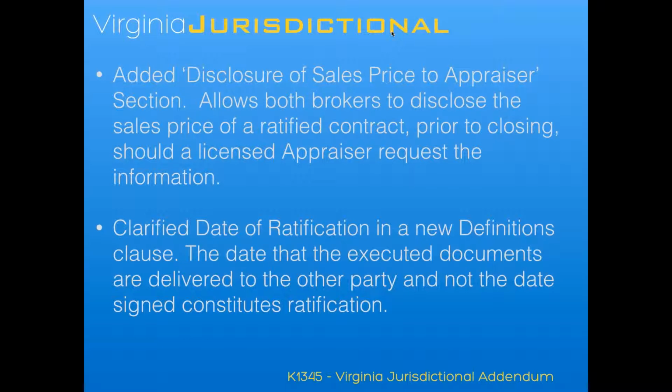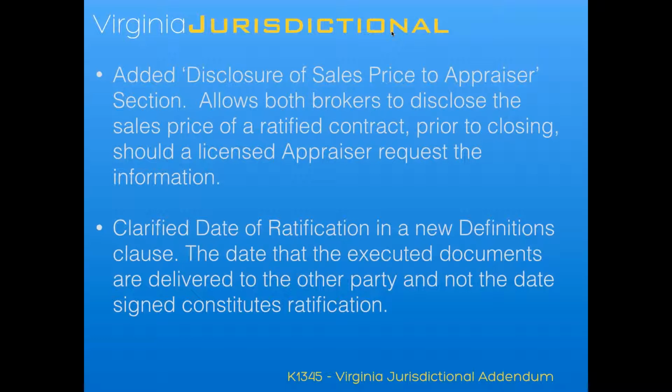Now, the Virginia jurisdictional addendum. And as a reminder, the core contract is a similar contract that's used in parts of West Virginia, D.C., and Maryland and Virginia, basically north of Caroline County up the interstate. And the core contract is pretty much set in stone, but it has jurisdictional addendums for West Virginia, Virginia, Maryland, and D.C., because there are specific components of the core contract that need to be addressed differently based on that state's law. For example, Virginia has a unique settlement or CRESPA statement that has to be reflected in the contract.